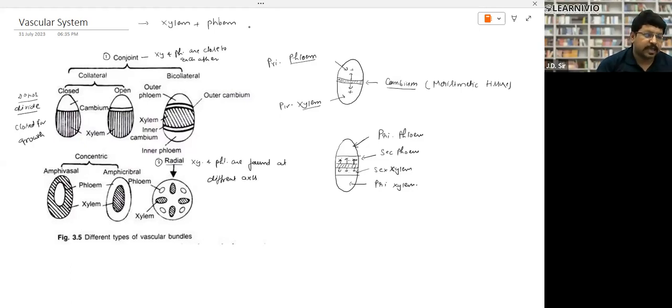You can see here the xylem and phloem are present in the same axis. Here, this is the phloem, this is the xylem, this is the phloem, alternatively. So they are present at different axes. Clear? Radial vascular bundle.